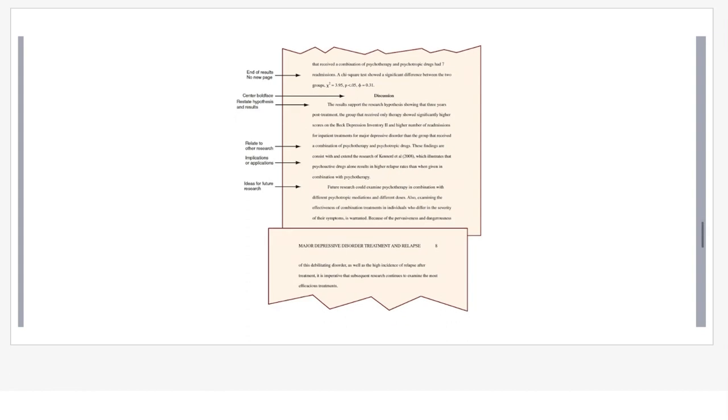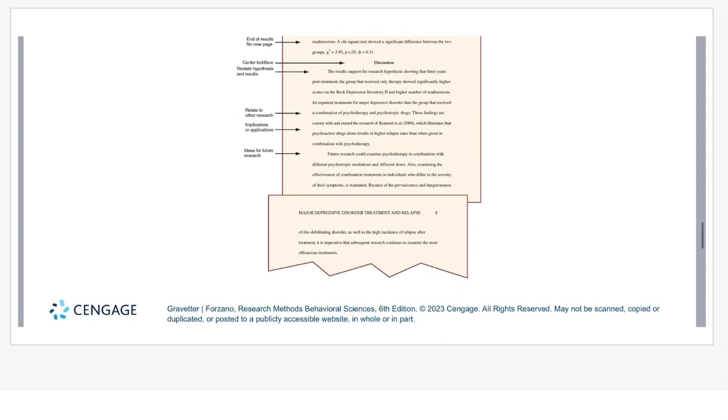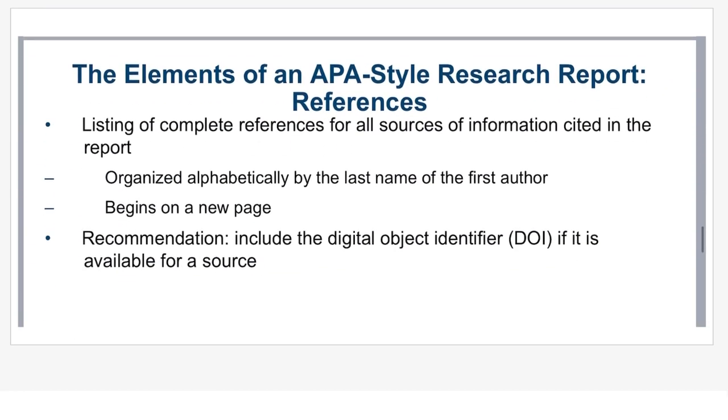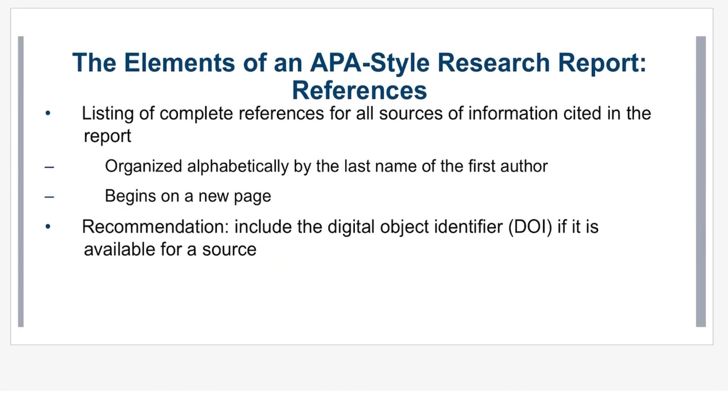Okay, and so the example of a discussion section is here in figure 16.6. You see how there's the end of the results section, so there's no new page. I like that they showed that. I wish they had done that on the other examples as well. There's the discussion heading. There's where they're relating it to other research, and again, citing that research. There's implications, there's ideas for future research, etc. And again, discussion sections are a lot longer than this. This is just a little excerpt that is not the whole discussion section.